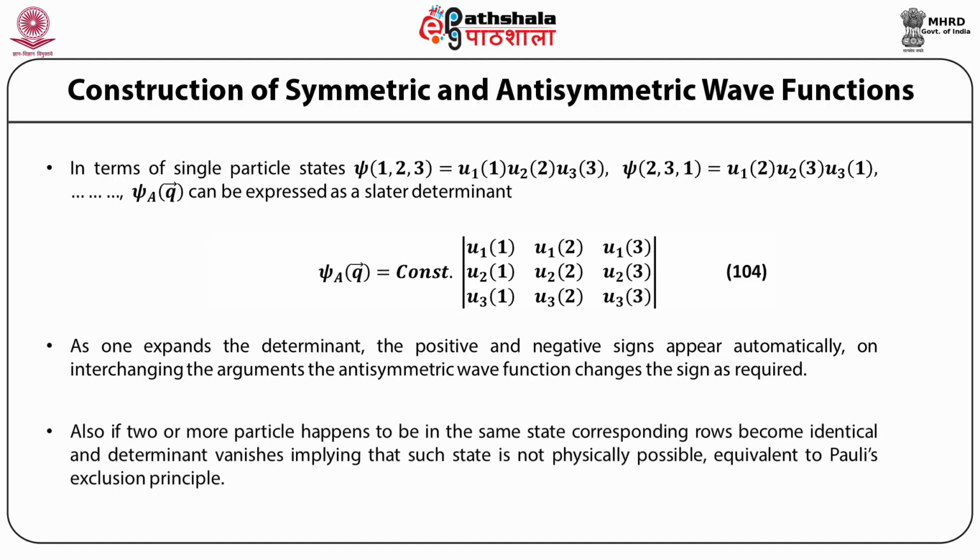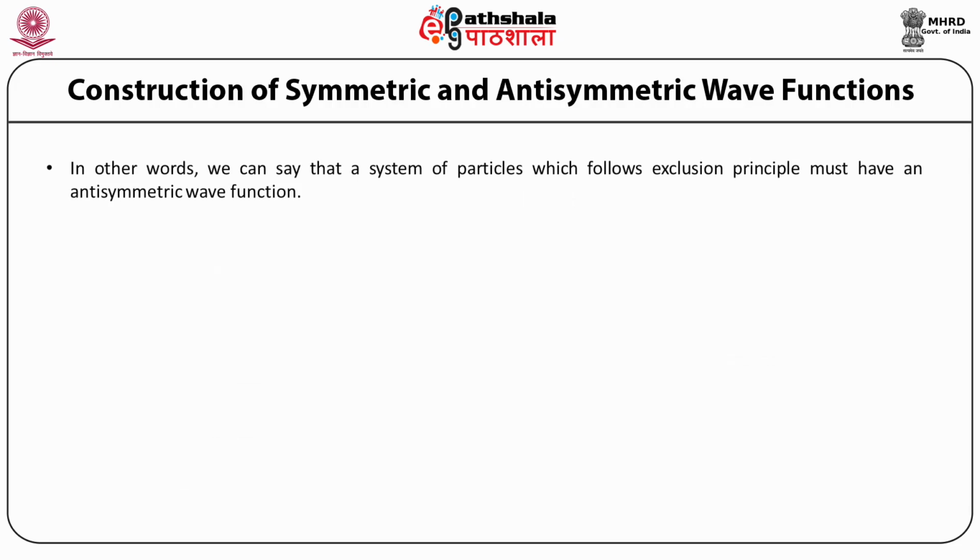Also, if two or more particles happen to be in the same state, the corresponding rows become identical and the determinant vanishes, implying that such a state is not physically possible, equivalent to Pauli's exclusion principle. In other words, a system of particles which follows the exclusion principle must have an antisymmetric wave function. Such particles are said to obey Fermi-Dirac statistics and are described as fermions.